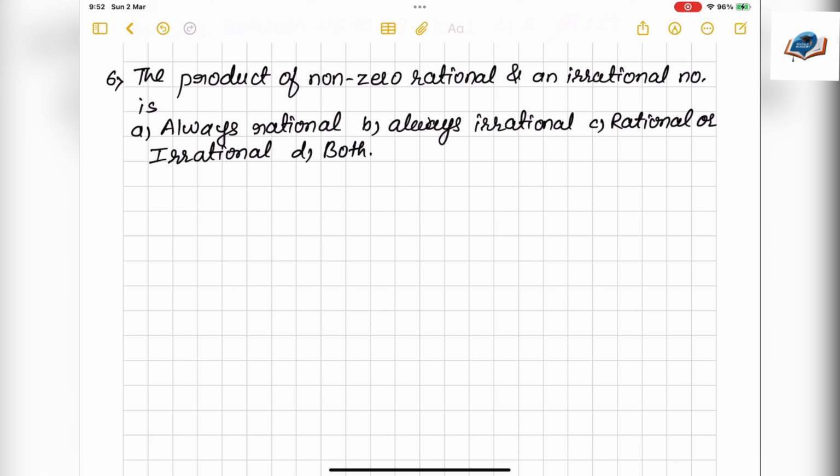Next says the product of a non-zero rational and an irrational number. Now see, irrational number means a root number. So I can say root 2, if I multiply with 3, I will get 3 root 2. If I take 100 into root 3, I will get 100 root 3. So always I am getting an irrational number.